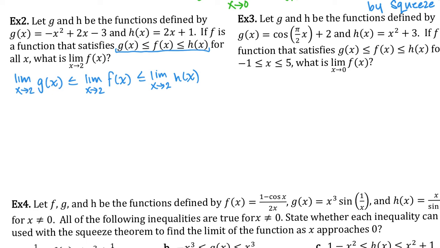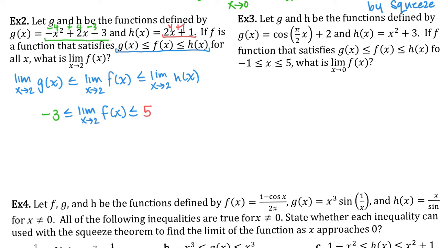Okay, let me look at g of x. Limit as x approaches 2 of g of x. I'm just going to use direct substitution. Where is g of x? Up here. Okay, so if I plug in 2, that is negative 4 plus 2 times 2, 4, minus 3. Negative 4 plus 4 is 0, minus 3, so that's negative 3. So negative 3 is less than or equal to the limit as x approaches 2 of f of x, which is less than or equal to the limit as x approaches 2 of h of x. Where's h of x? Right here. So if I plug in 2, direct substitution, that's 4 plus 1. So that's less than or equal to 5.